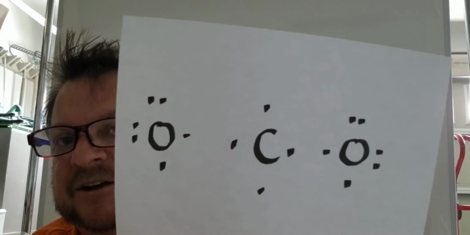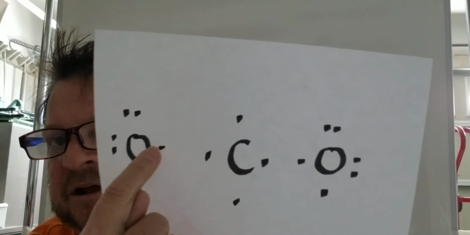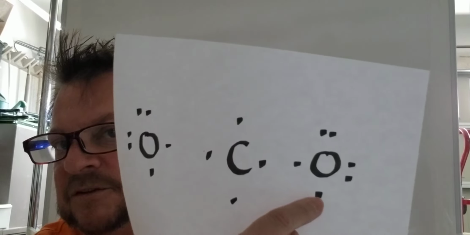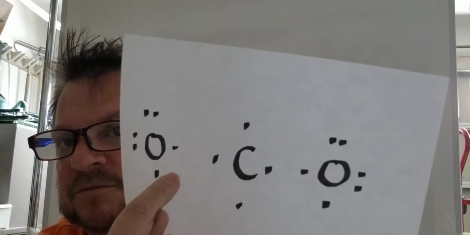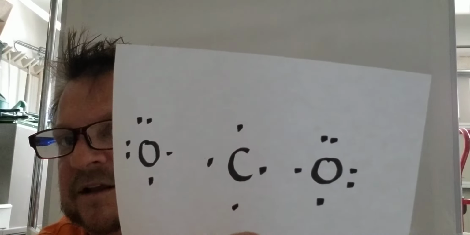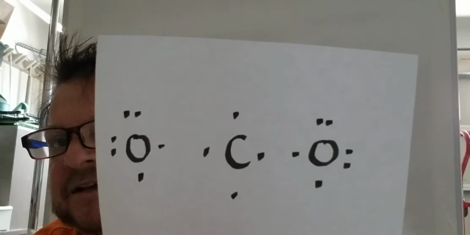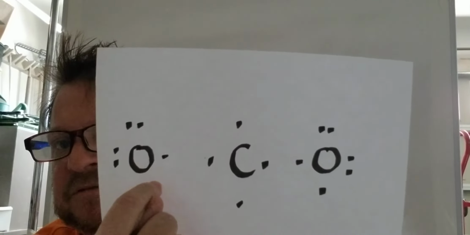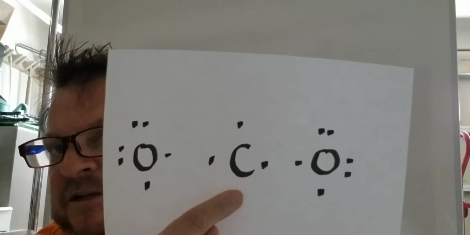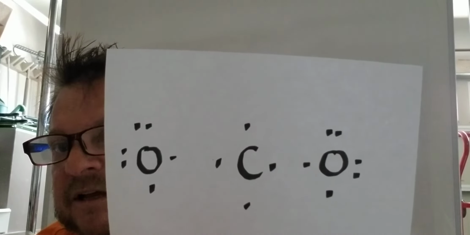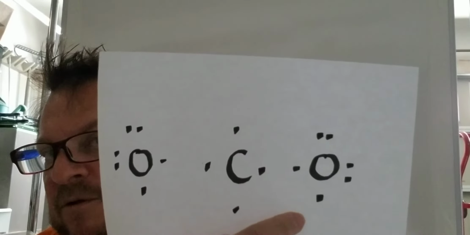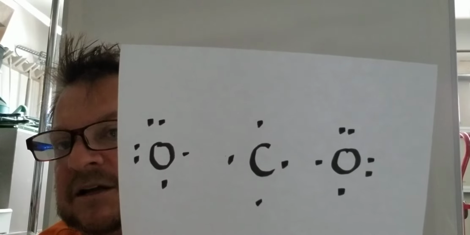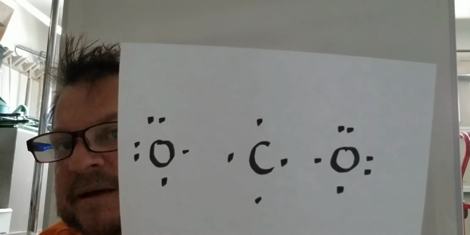And you can kind of tell, it looks like, hey, these guys could probably share. Maybe this one could share with this one. Maybe this one could share over here with this one. Somehow they can combine to share because, remember, they want to be happy. They want to have 8. Well, oxygen has 6, so it has spots for 2 more. Carbon has 4, so it has spots for 4 more. Okay? So there happen to be 1, 2, 3, 4 lonely oxygen electrons, so maybe we can make that happen. Let's see.